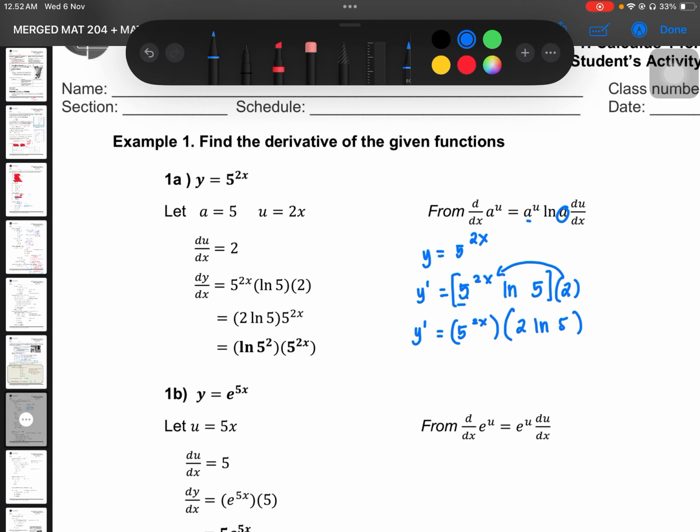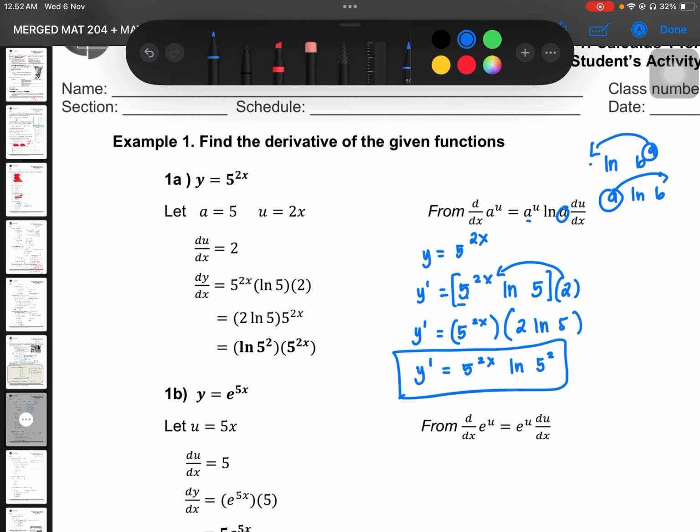But, diba, meron tayong property na, for example, sa logarithm na, ln of base raised to a, si a, binababa natin. Diba? Nagiging a ln of b. So, dito, pwede rin naman yun. Baliktarin mo. Si a ngayon, itaas mo. So, pwede natin siyang ilagay as y prime is equal to 5 raised to 2x, then multiplied by ln of 5 square. Okay? So, this one can be your final answer.